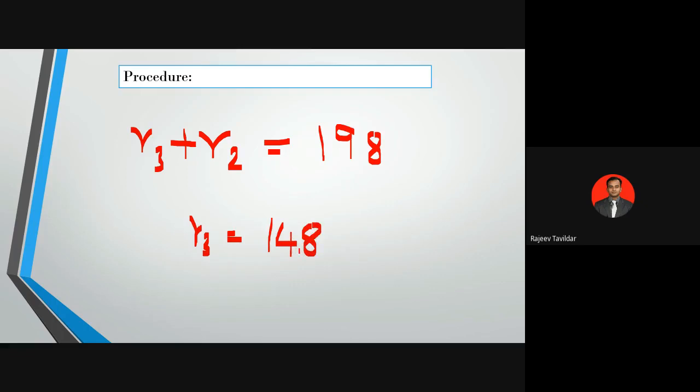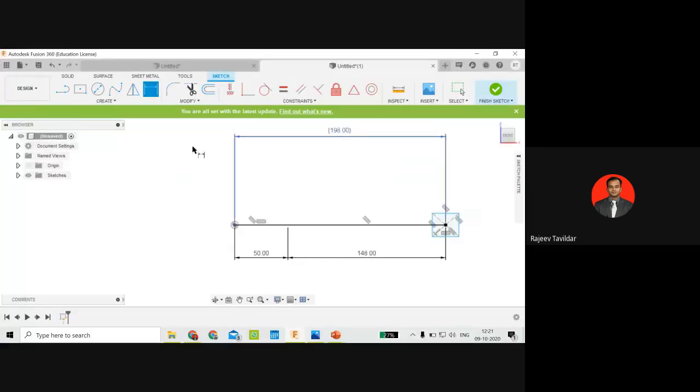Once I get R3 as 148 mm, I'll draw the second position. Once again, the crank will come over here, 50 mm, and R3 again from this to 148 mm over here. So this is another position of the slider. Okay, so this is how we already synthesized.